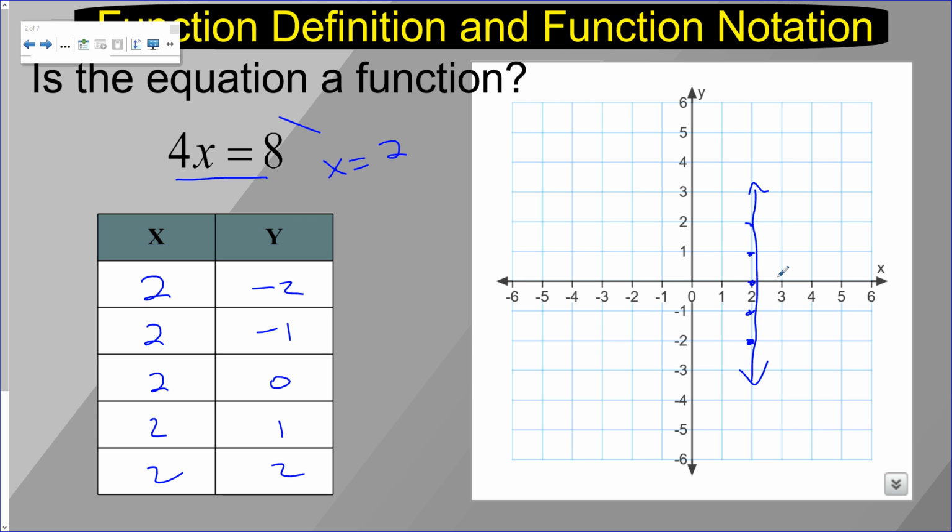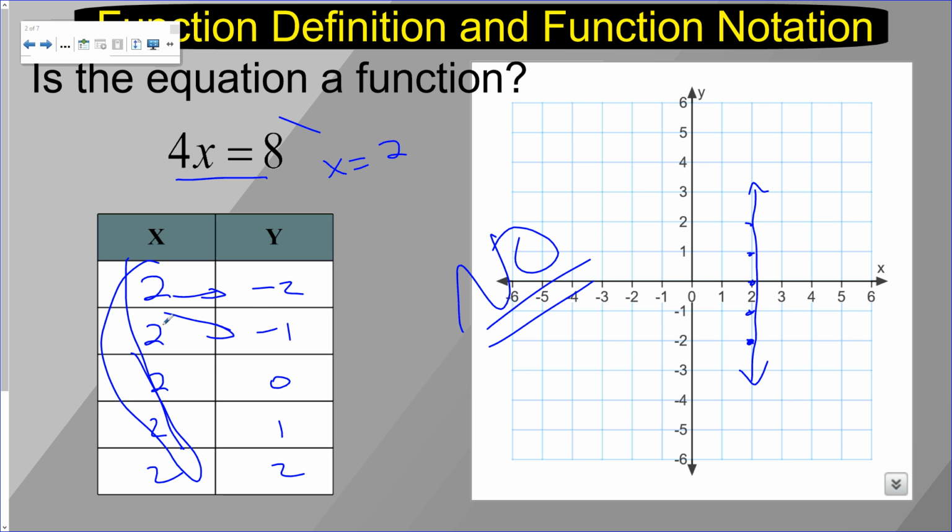Right? So, is that a function? No. If I draw a vertical line through a vertical line, it's obviously going to touch it more than once. It fails the vertical line test. This is only one input right here, correct? Oh man, sorry. This is only one input. And it has a bunch of outputs. 2 goes to a whole bunch of different places, so it can't be a function.